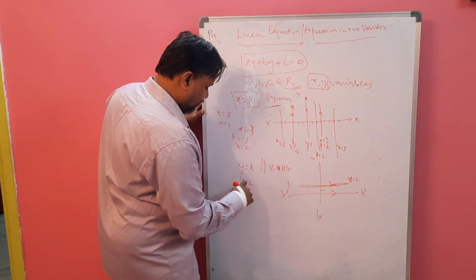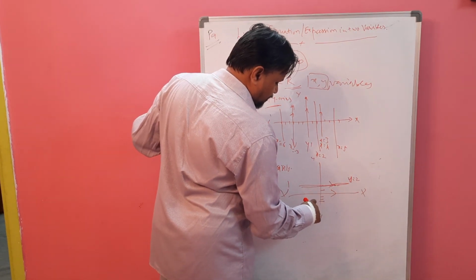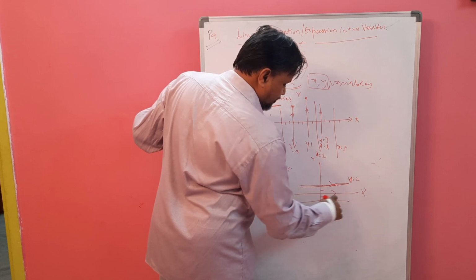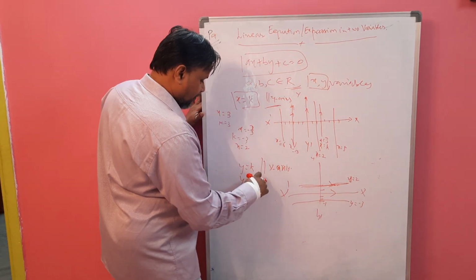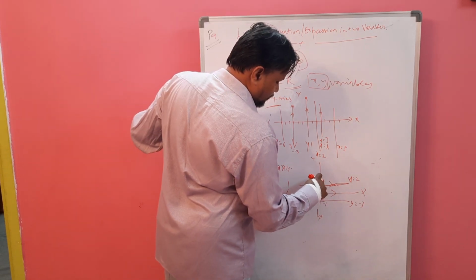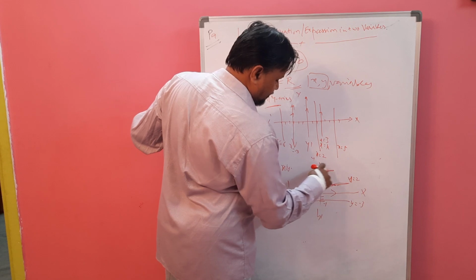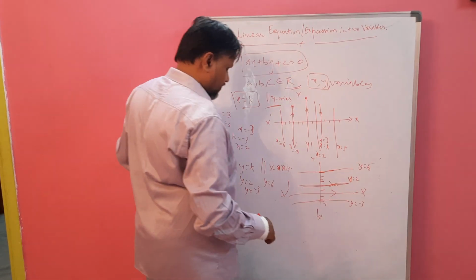So if y equal to minus 3, where is minus 3? Here. This is minus 3. So this is y equal to minus 3. Again it is parallel to the x-axis. Y equal to 6. Where is 6? 1, 2, 3, 4, 5, 6. So this is the line y equal to 6, parallel to the x-axis.